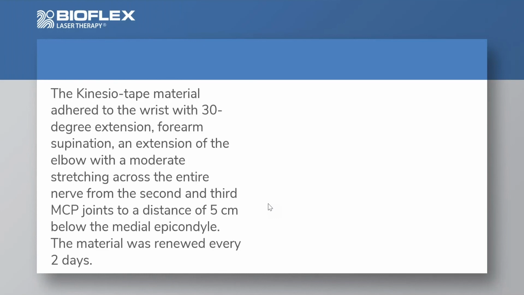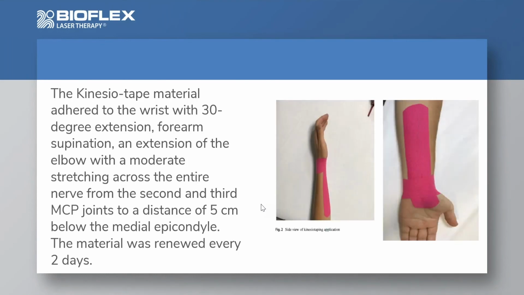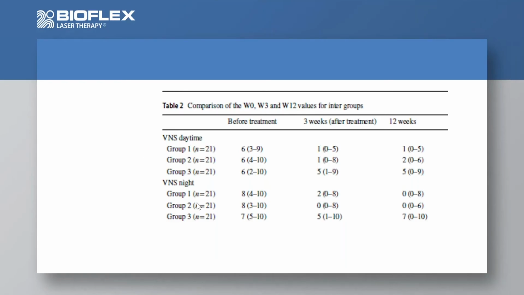So the kinesiotaping material was adhered to the wrist with 30-degree extension, forearm supination, extension of the elbow, with some moderate stretching across the entire median nerve. So this kinesiotape was renewed or put on fresh every 2 days. I think they indicate that, obviously, if they had to, they shaved the hair on the forearm as well. So let's look at the results.